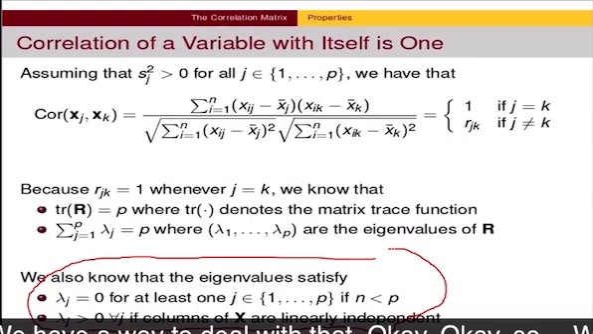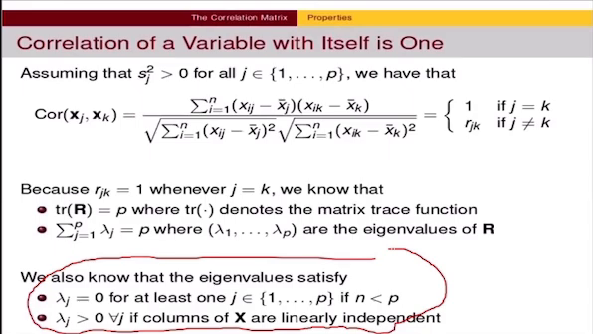Okay, so when lambda j is greater than 0, then we're actually going to say the x are linearly independent. Let me tell you, linear independence is required if I want my matrix to have full rank. I'm going to tell you the implication of a matrix having full rank as time goes on.